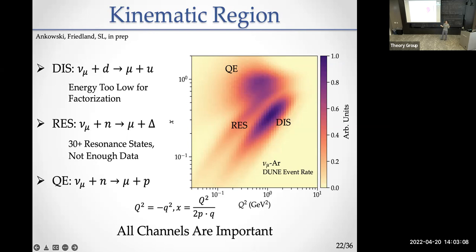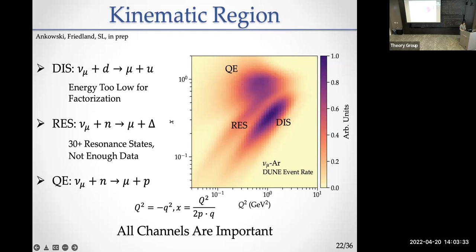And the last bit is a quasi-elastic region that sits on top. That's the round blob at about x equals one. That's actually the most theoretically controlled region. And it's a little bit unfortunate that for DUNE, you see it's sort of an equal mixture of all three components. So they're all kind of important. Of course, it makes the calculation even harder.